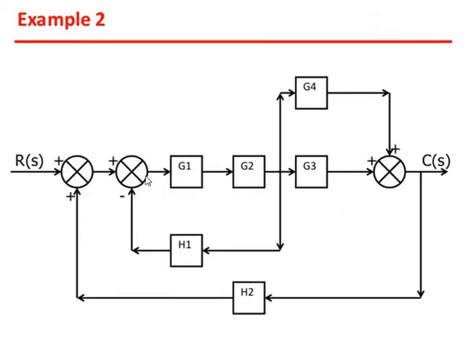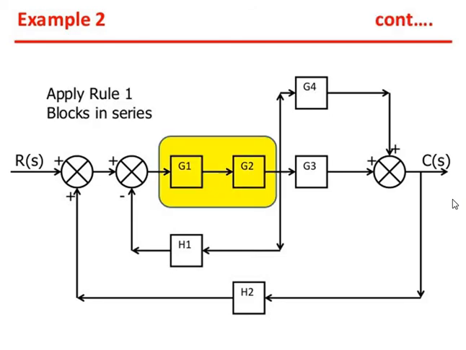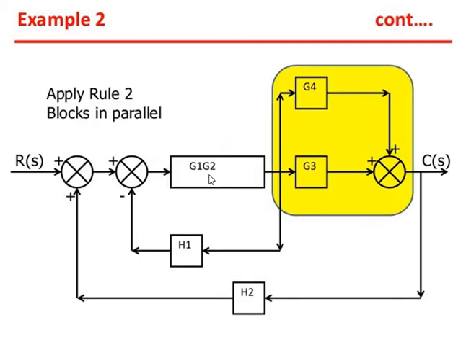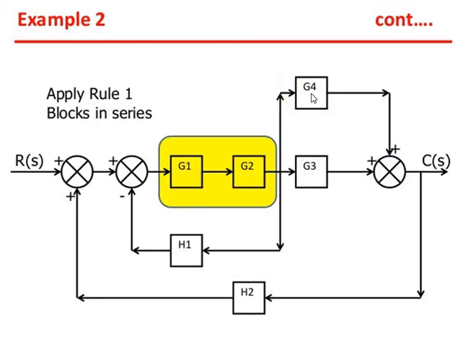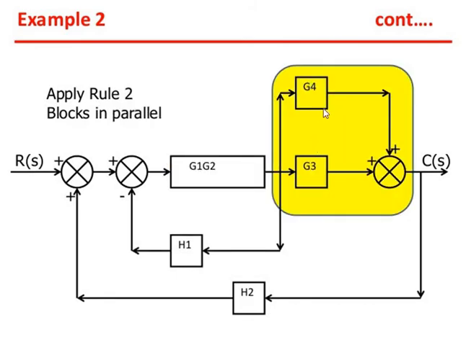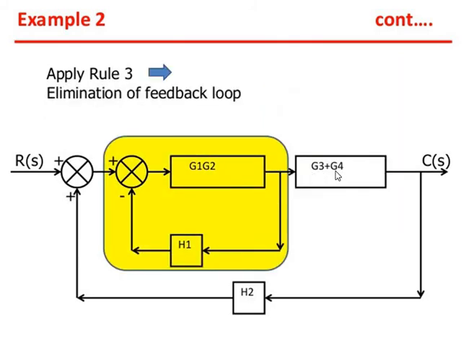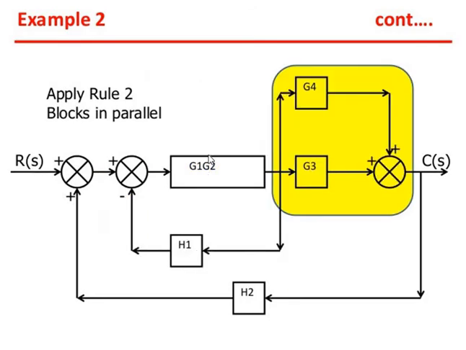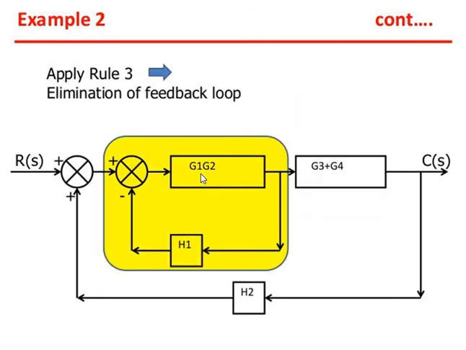Now consider one more example. First check rule 1. Here G1 and G2 are connected in series, so it becomes G1 into G2. Now these two blocks are connected in parallel, so it becomes G3 plus G4. So it is G3 plus G4. Here H1 is the feedback of this block, so it remains as it is.